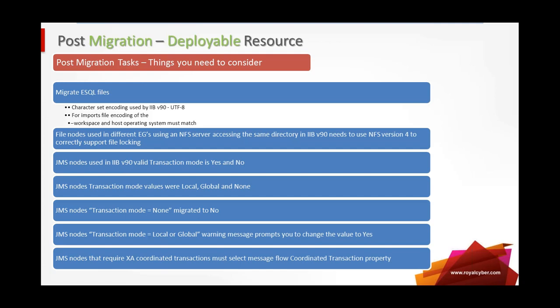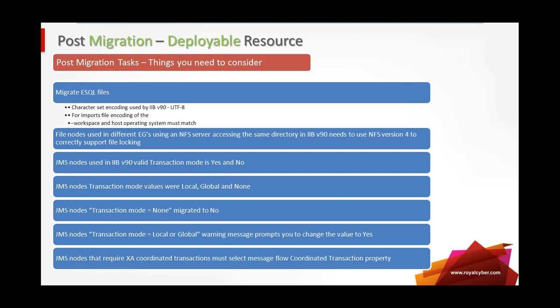And again, if you are using some network file systems for doing some kind of FTP or using files, IIB 9 is using network file system version 4, and the reason it is using 4 is to support file locking, basically. If the remote system is not supporting network file system 4, that will be a problem for IIB 9 for locking, and it might not work correctly. So you have to keep these things in mind as well.